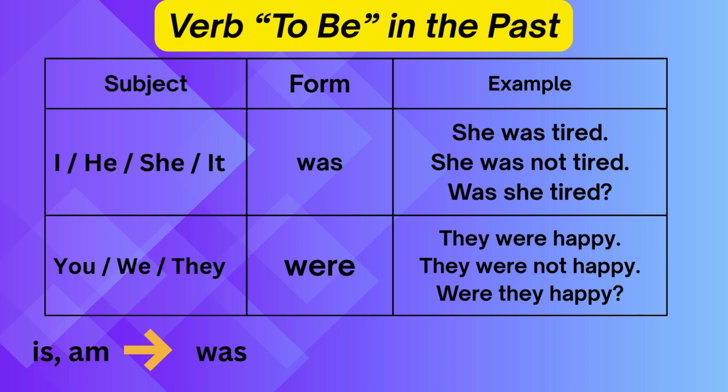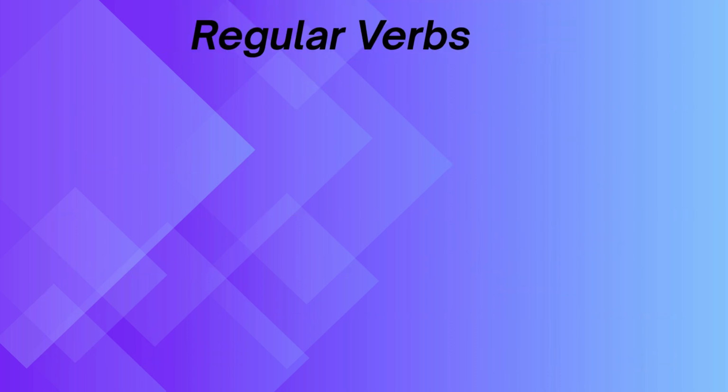What do you mean by verb to be? Yes, it is are, am in the present, but with past we have was and were. We don't use did when we have verb to be. For I, he, she, it, we use was. Example: she was tired. She was not tired. Was she tired? For you, we, they, we use were. Example: they were happy. They were not happy. Were they happy?